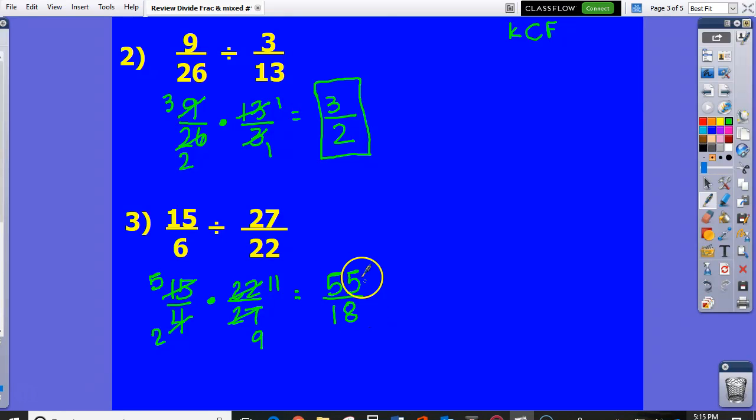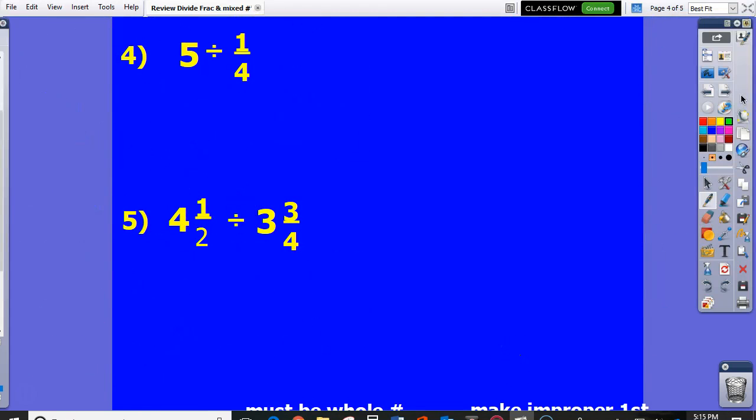Nothing goes into 18 and 55. You could try 2, but this one's not even. So using those divisibility rules is a lovely shortcut. 3 goes into 18, but 3 can't go into 55 because the divisibility rule for 3 is add the 2 digits. And if that is divisible by 3, it works, but 5 and 5 is 10. 3 doesn't go into 10. 18 doesn't go into 55, and neither does 9. So it is simplified. All right, one more type.